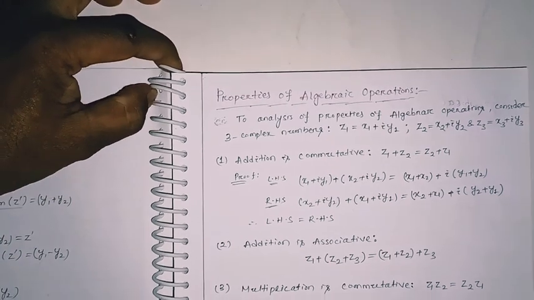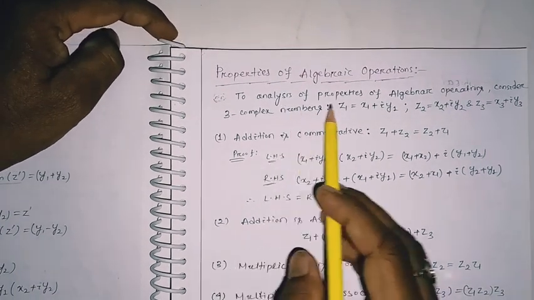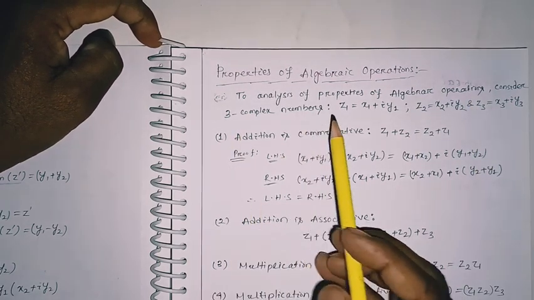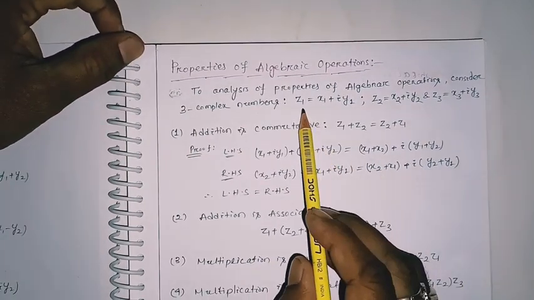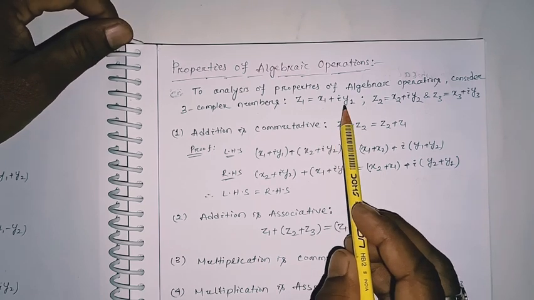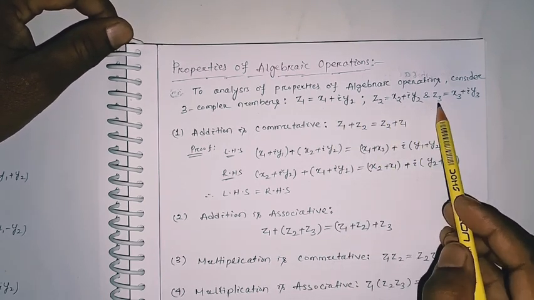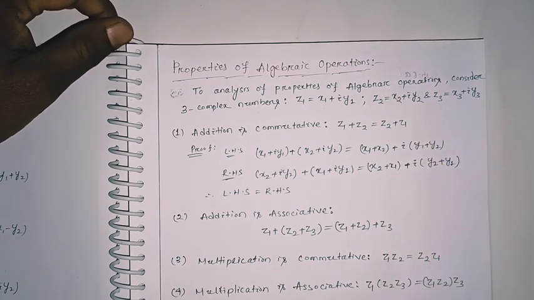Now we are going to go for some basic properties of algebraic operations of complex numbers. To analyze the properties of algebraic operations, consider three complex numbers such that z1 equal to x1 plus i y1, z2 equal to x2 plus i y2, and z3 equal to x3 plus i y3. These are the basic things we are discussing about the complex number system.